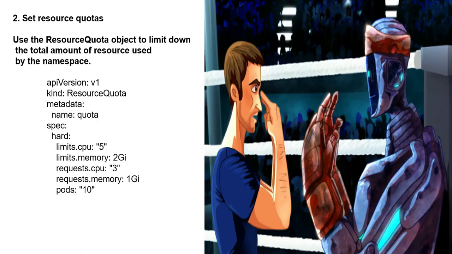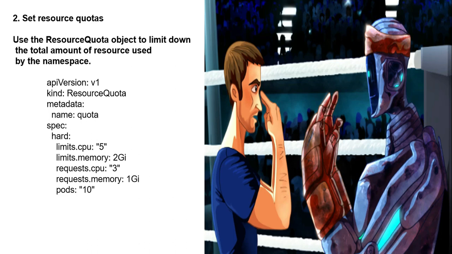Step 2, set the resource quota. After creating the namespace, we can use the resource quota object to limit the total amount of resources in the namespace. In this YAML file, the kind object is ResourceQuota. We are allocating the name quota. In the spec, limits.cpu is the maximum CPU core limit for all the pods in the namespace. Limits.memory is the maximum memory limit for all the pods in the namespace. Requests.cpu is the maximum CPU millicores allocated for all the pods in the namespace.